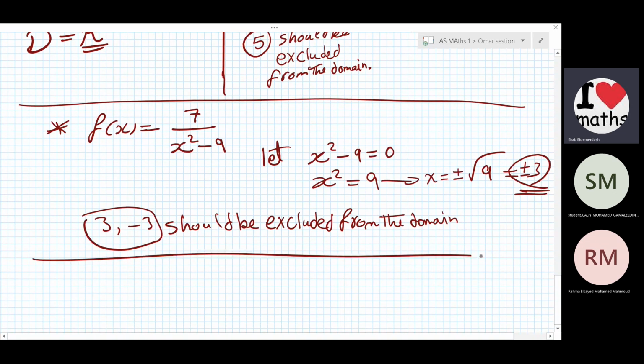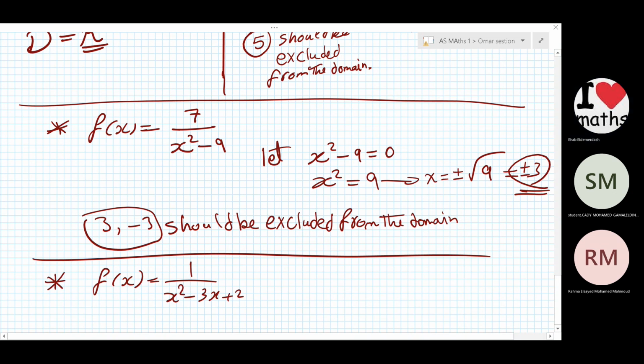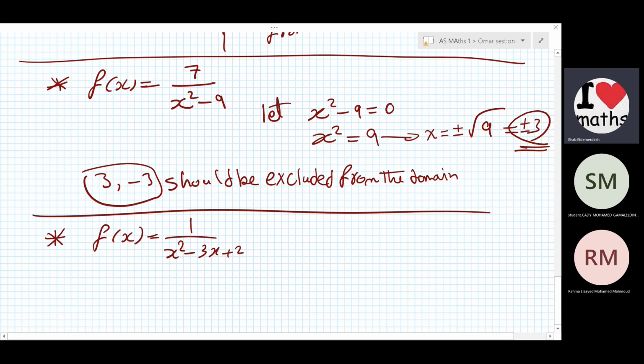Another one like it, especially the fractional: f of x is equal to 1 over x squared minus 3x plus 2. Who can tell me what the values are which should be excluded from the domain? Give me the process. What's the process to find the values? Let x squared minus 3x plus 2 be equal to 0. Let's go for the factorization: x and x, two numbers whose product is 2 and sum is 3, so negative 2 and negative 1. So x is equal to 2 or x is equal to 1.